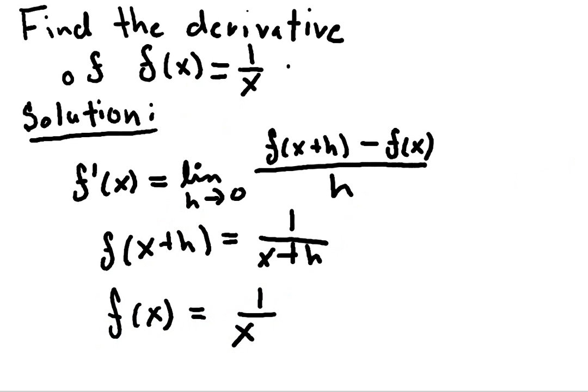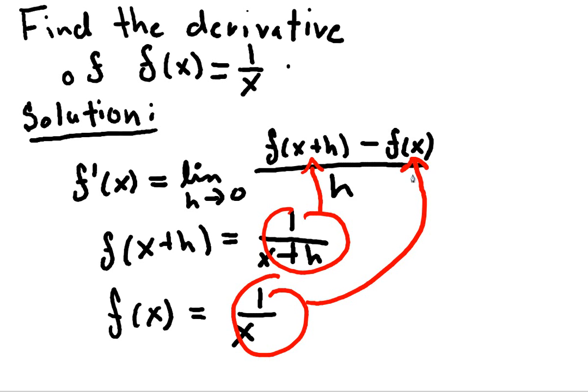Next step is, well, we know what f of x is. This is equal to 1 over x. Now I'm going to plug this guy in here, and this guy in there.